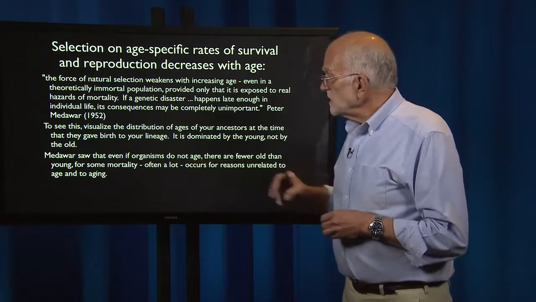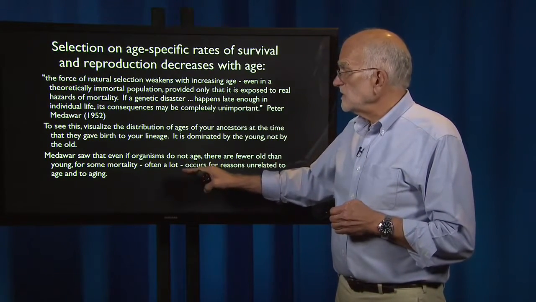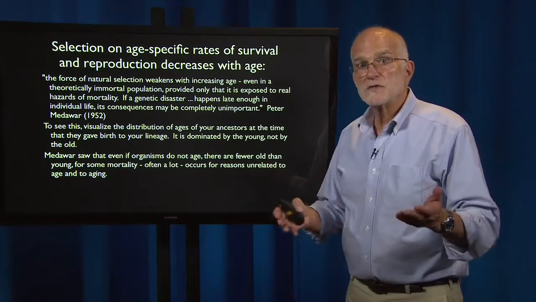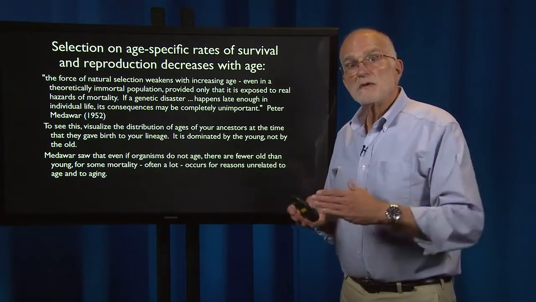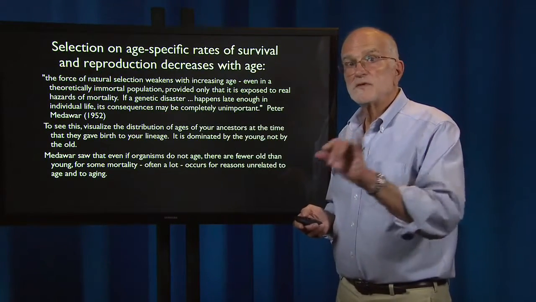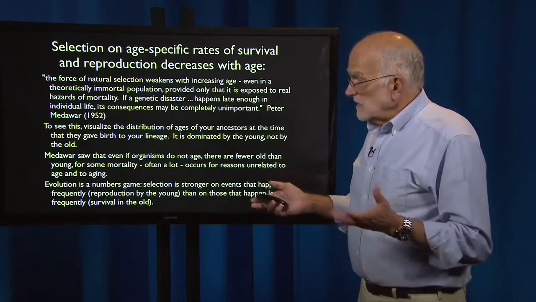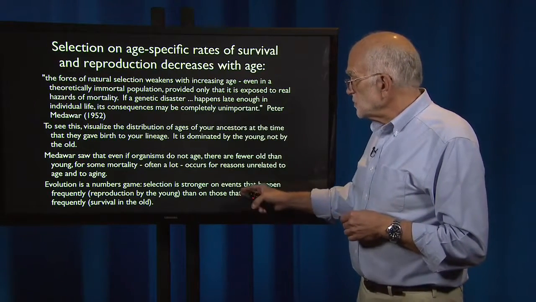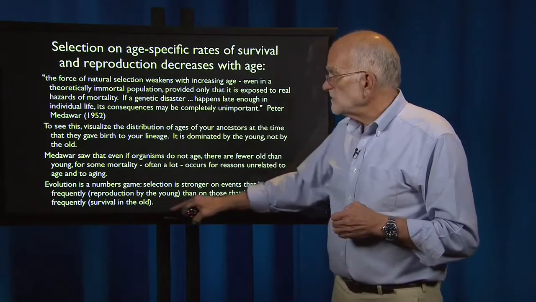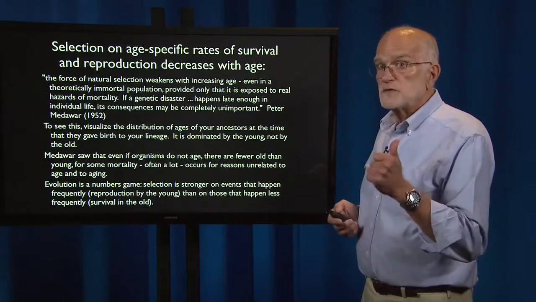Medawar saw that even if organisms do not age, there are fewer old than young, for there is some mortality, often a lot, that occurs for reasons that are unrelated to age and aging. So mortality just due to accidents can eliminate people even if they're in good shape. And therefore, the number of people in a population that are old must be less than the number that are young. Evolution is a numbers game. Selection is stronger on events that happen frequently, reproduction in the young, than on those that happen less frequently, survival in the old. So that's the first insight.